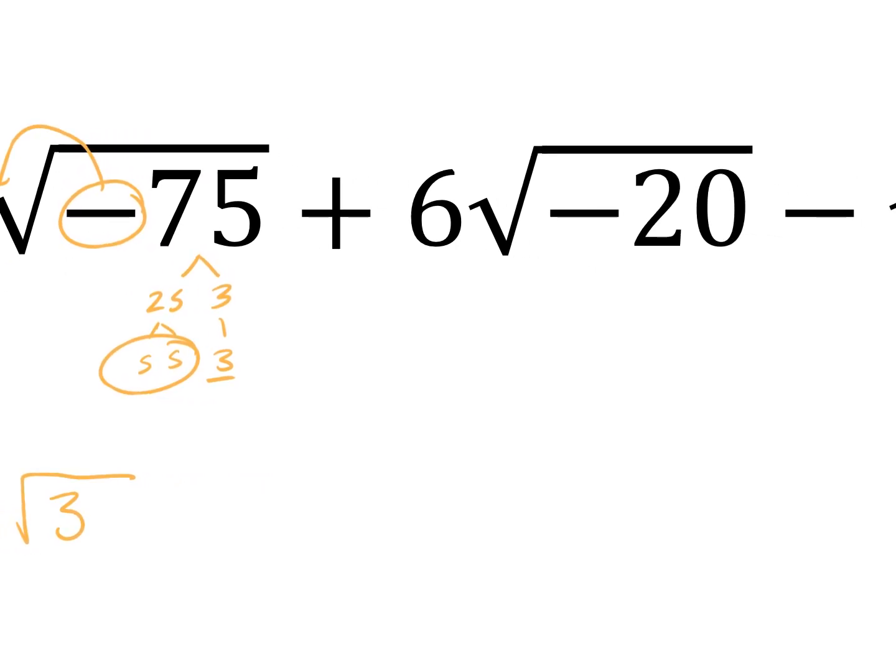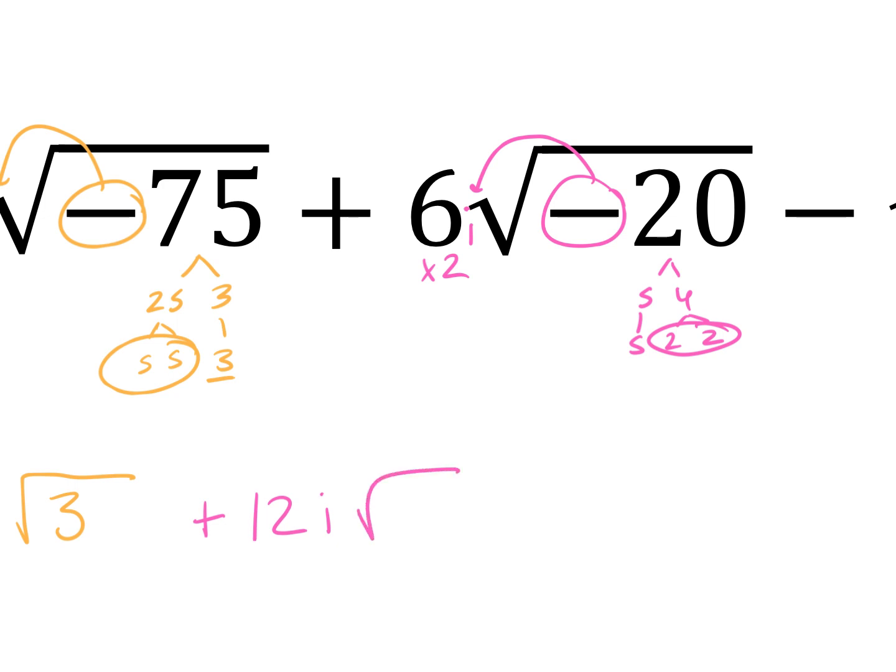Let's do the next one. I'm going to start by taking out the negative and changing it to an i. What are 2 factors of 20? 5 and 4. 5 would just be 5, and 2 factors of 4? 2 and 2. So we circle the 2's. What comes to the outside? 2. So what's 6i times 2? 12i. What stays on the inside? 5.